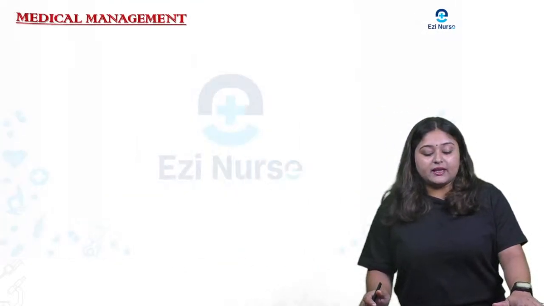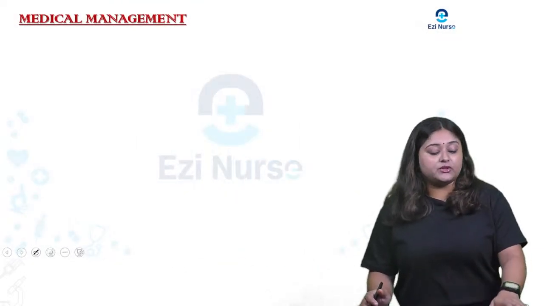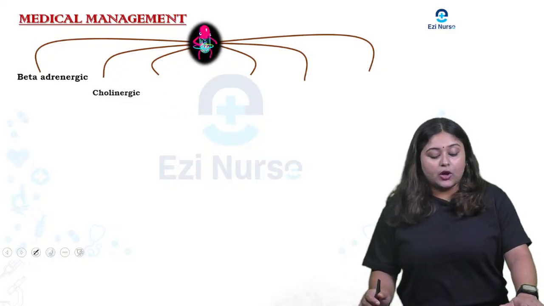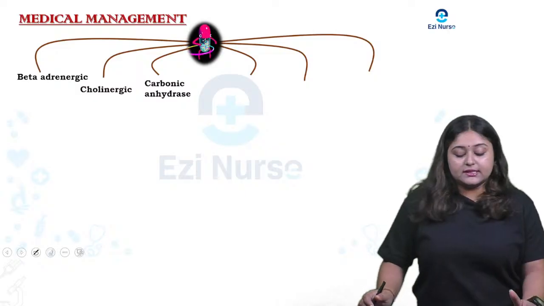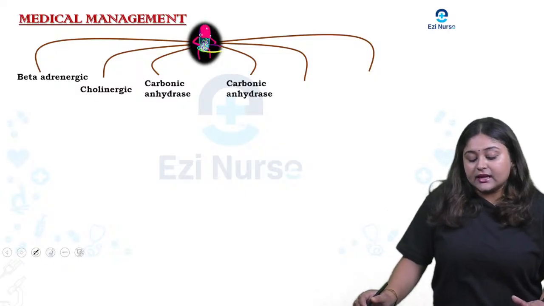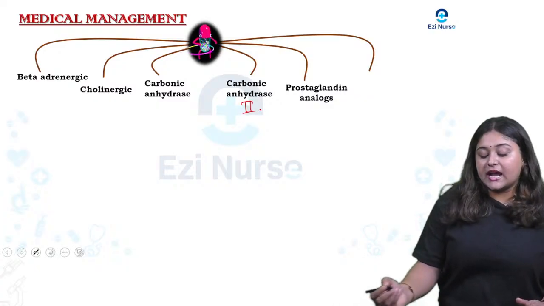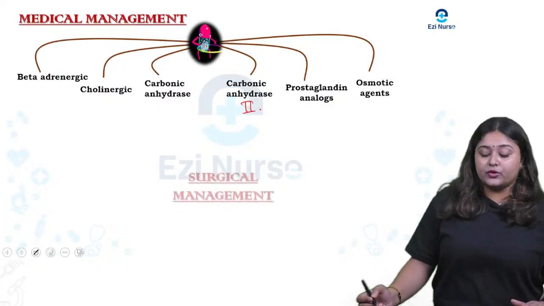Now come to the next, that is medical management. So what is the medical management? First is the beta adrenergic blockers, then cholinergic blockers, carbonic anhydrase inhibitors, next is the prostaglandin analogs, and last is the osmotic agent.